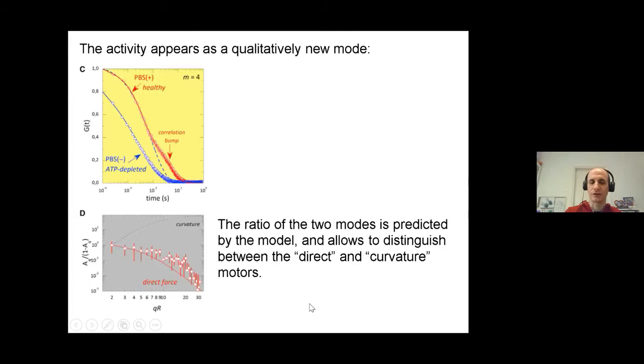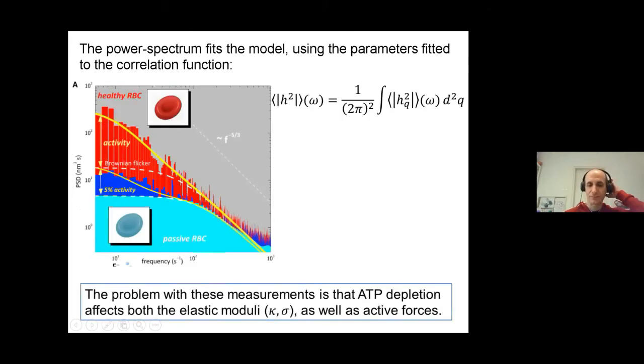So all these mean square fluctuations are still dependent on the elastic moduli, and as I said, the elastic moduli themselves are affected by the ATP depletion. So you still don't have a clean measure of only the activity, without it being messed up with the ATP also affecting the elastic moduli themselves. So you don't know actually how you can tell the difference.